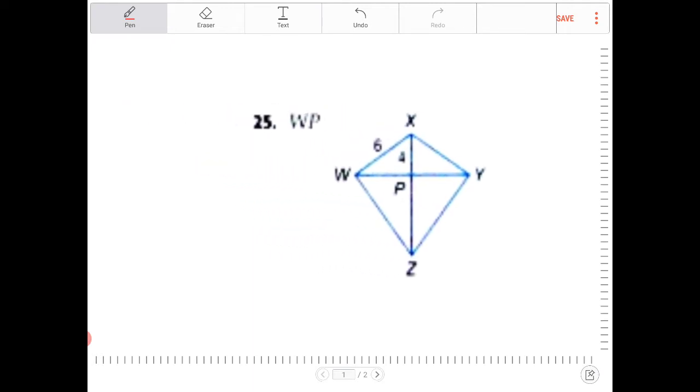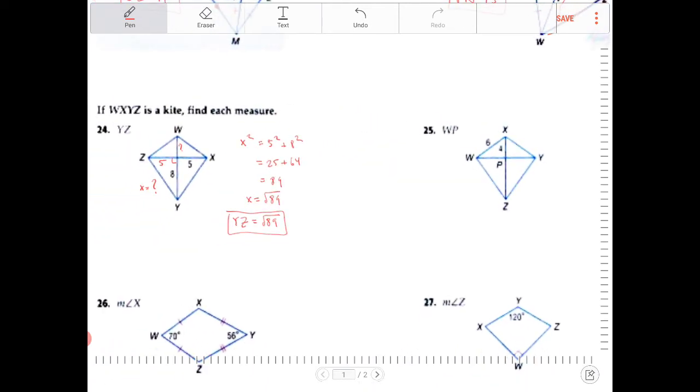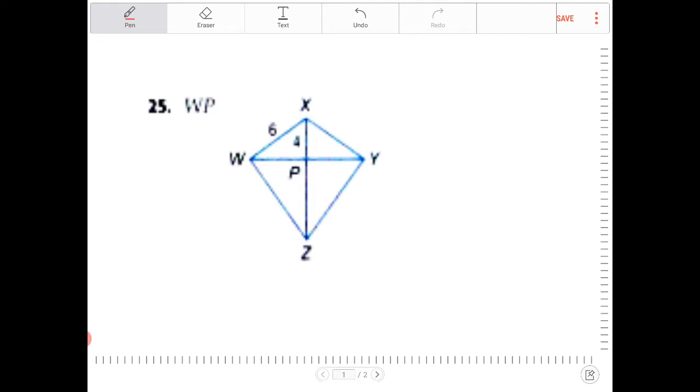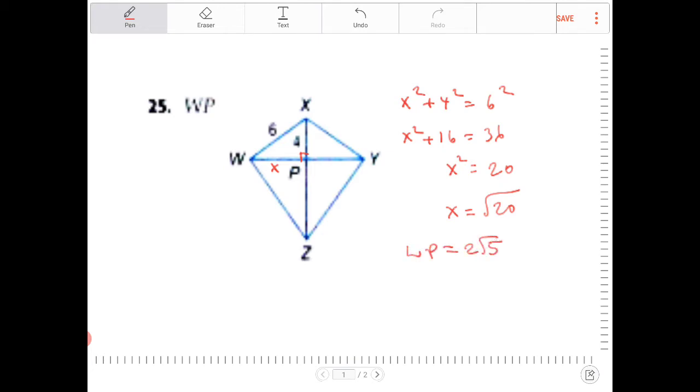Next, this is again a kite. So I need to find out what WP is. Because the diagonals are going to be perpendicular to one another, I can apply the Pythagorean theorem, and I can call WP x. So x squared plus 4 squared is equal to 6 squared, or x squared plus 16 is equal to 36. Subtract 16 from both sides, x squared is equal to 20. Take the square root, x is equal to the square root of 20, or WP is equal to 2 square root of 5.